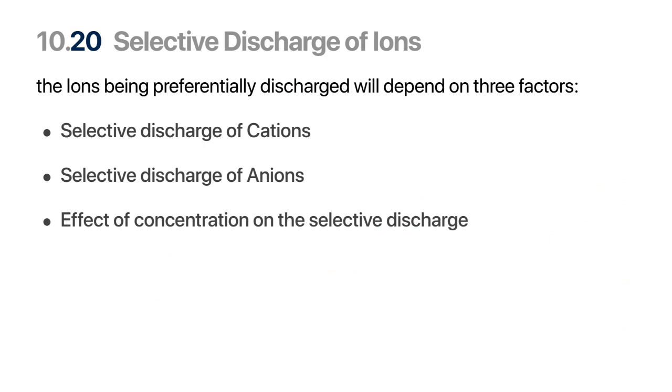This entire discharge thing I'm talking about is known as the selective discharge of ions. We have to select which ion is going to discharge at the cathode and at the anode. Amongst the four, two will go to the cathode and two will go to the anode, but only one selectively will discharge and not the other. Okay? So we're going to talk about selective discharge of cations, selective discharge of anions, and what effect concentration has on the selective discharge. Well, I've kind of practically told you what this is, but we'll reiterate in the coming slides.